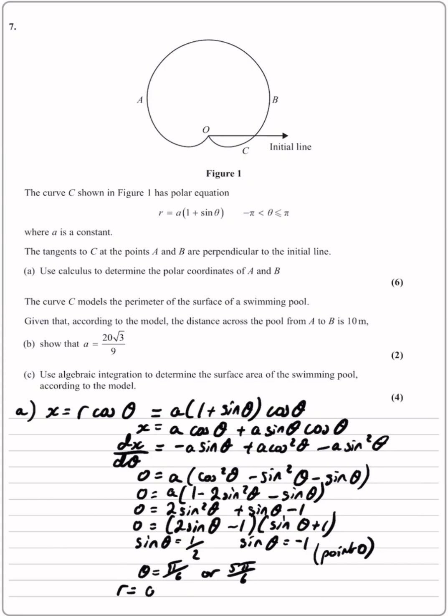In both cases, to calculate r will be a lots of 1 plus sine theta. So sine theta is 1/2, so it's a lots of 1 plus 1/2, which is 3 over 2 a. So our polar coordinates of A and B are going to be 3 over 2 a when theta is pi over 6 and 3 over 2 a when theta is 5 pi over 6.